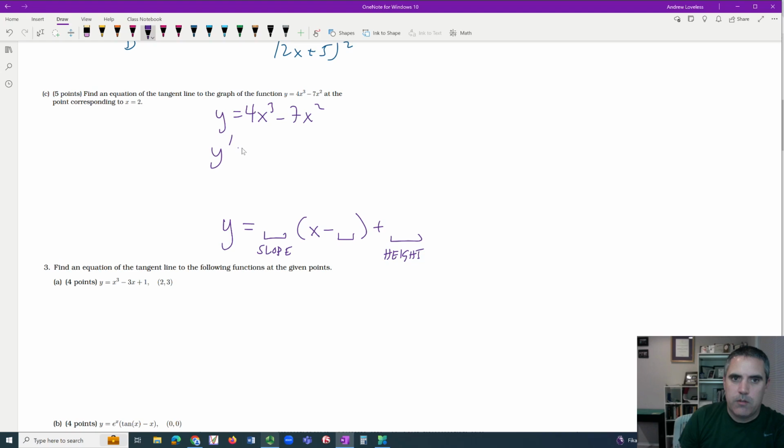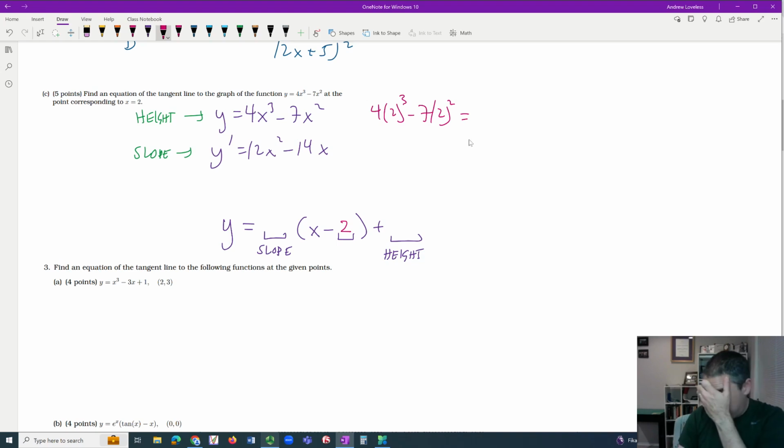I know its derivative, 12x squared minus 14x. This represents the height. This represents the slope. And then they hand you the number x equals 2. So these are extremely straightforward questions. So your height would be 2 cubed minus 7. I guess we have a little calculation to talk about.